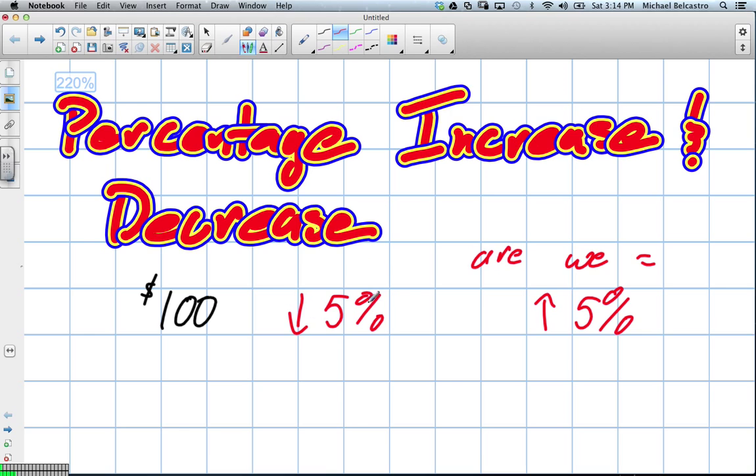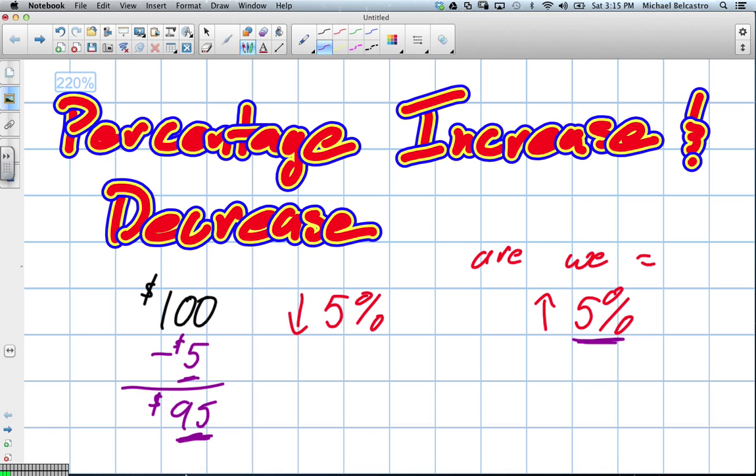Well, 5% of 100. Do you know what that is off the top of your head? Yeah. If we were to decrease by 5%, we lose $5 worth, right? So you're subtracting $5. We're at $95 now. But the problem is this is 95. Well, a 5% increase of 95 is not the same as 5, right?